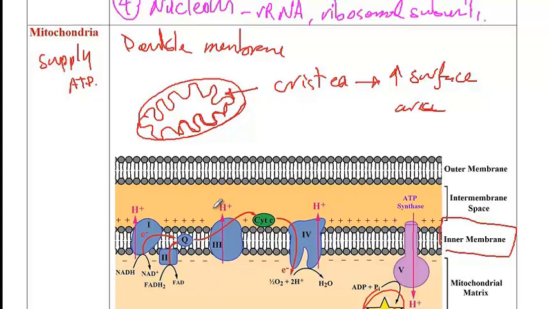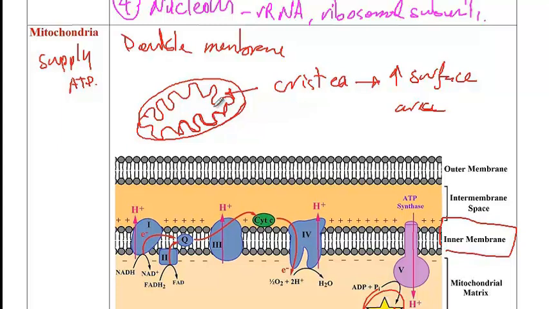That's where the proton gradient is being formed. And then finally, the space inside the confines of the inner membrane is called the mitochondrial matrix. Now back to the first topic that I just discussed.